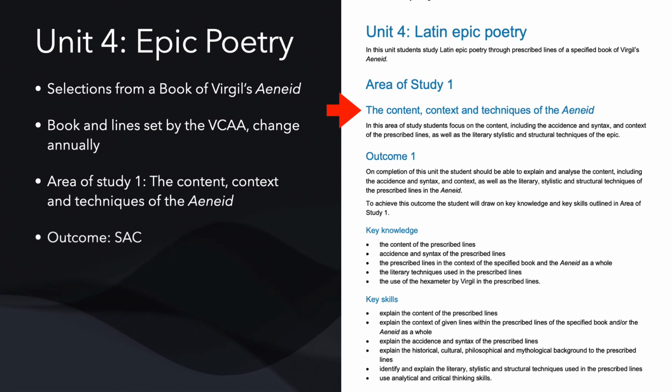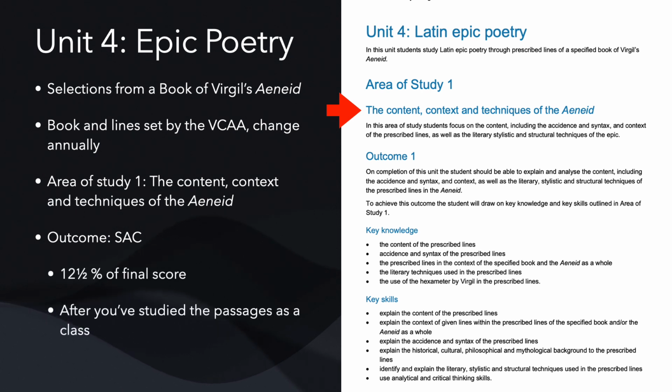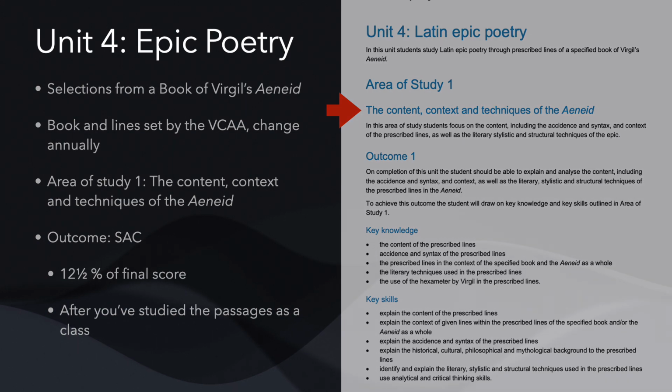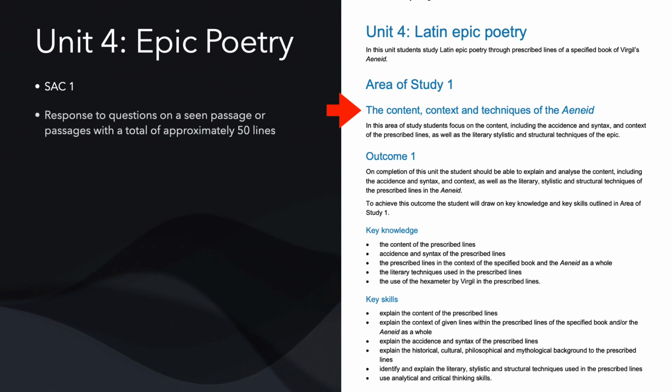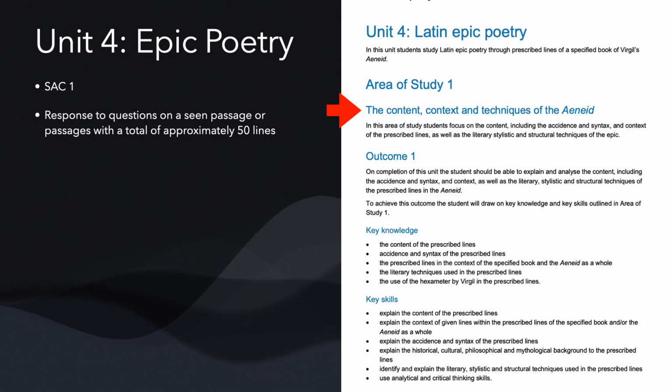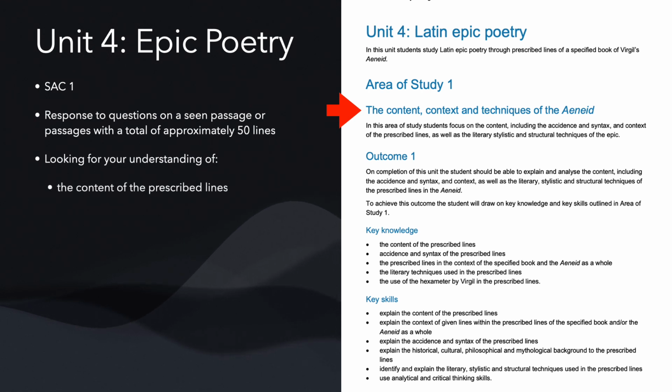For the SAC for that, again, 12.5%. And again, it's after we've studied the whole thing as a class. So for this particular SAC, you'll give a response to questions on a scene, passage, or passages with a total of about 50 lines. So you'll do about 320 lines of the book, and for the SAC, you'll get 50 lines from that selection. You won't know which 50 lines they are in advance. And you'll get questions about the content. So what's happening, what's going on.